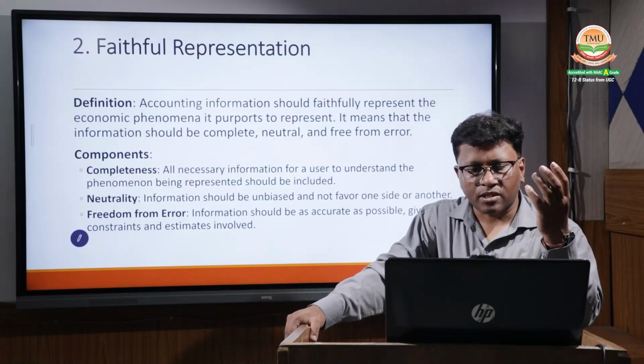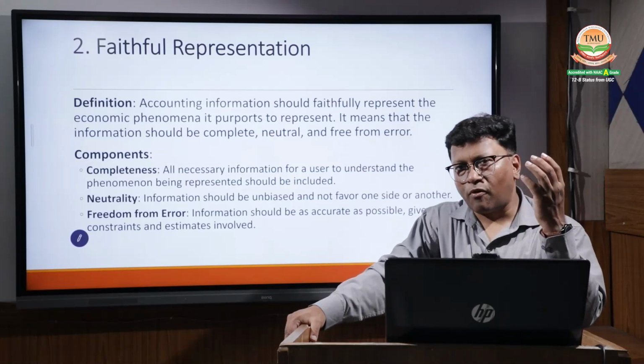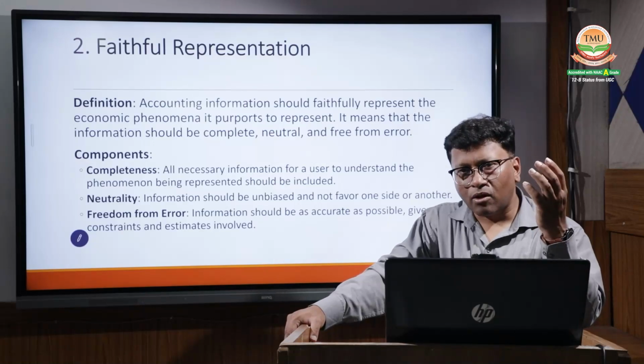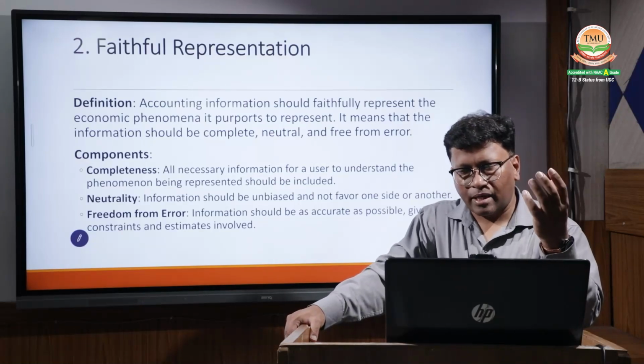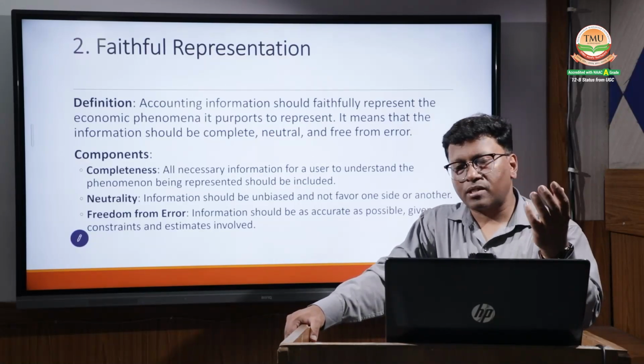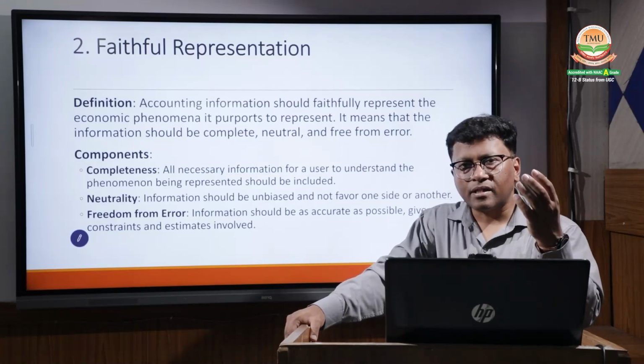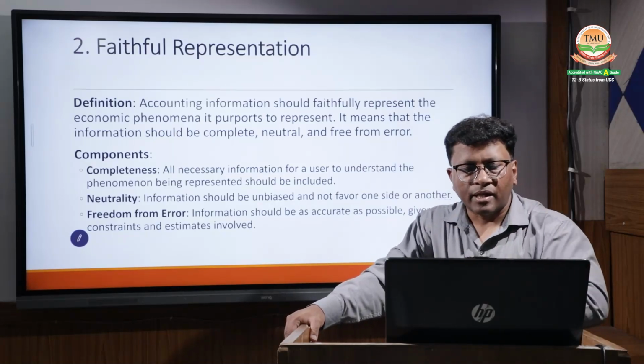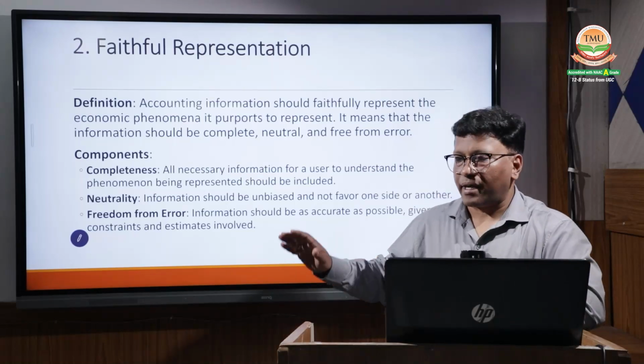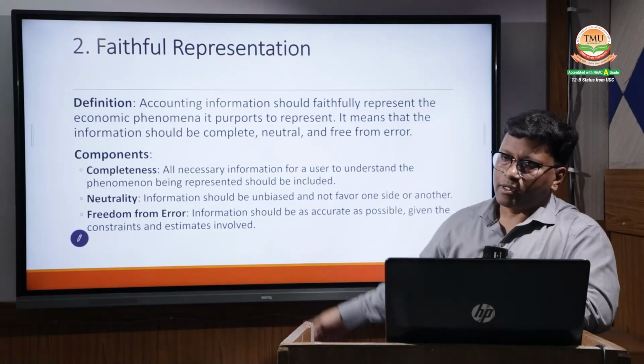So there is a voucher system, and at the time of auditing of accounts, there is a need for the vouchers, right? Because on the basis of these vouchers, these receipts, these bills, the auditor would be verifying the transactions in the books of accounting, right? So information should be unbiased. Okay, so that is faithful representation.